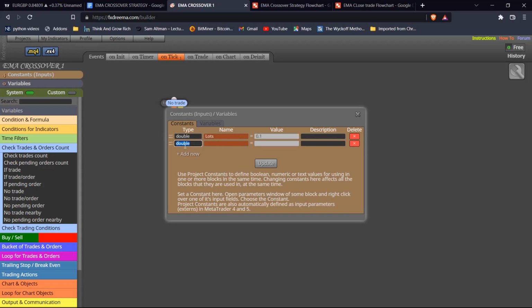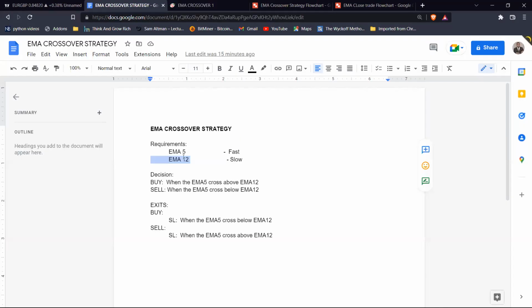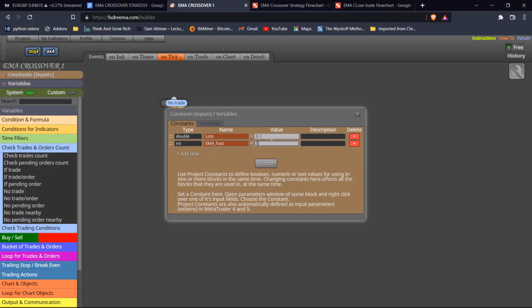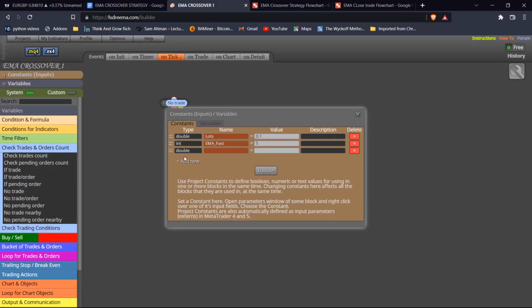Now, I'm going to need another variable. This one is going to be an integer because it's going to be a whole number. The fast moving average we're going to call EMA underscore fast. The period we decided we were going to use is the 5 period moving average, right? So the fast period moving average is 5. So I'm just going to call it EMA fast, and give it the value of 5. I'm also going to add the second EMA, call this one EMA slow, and give it the value of 12, right?